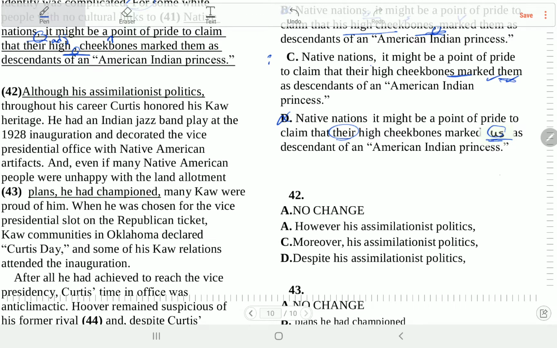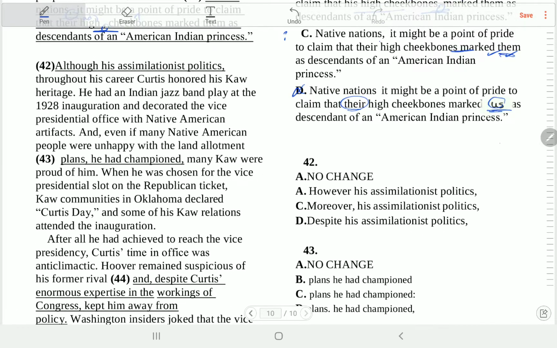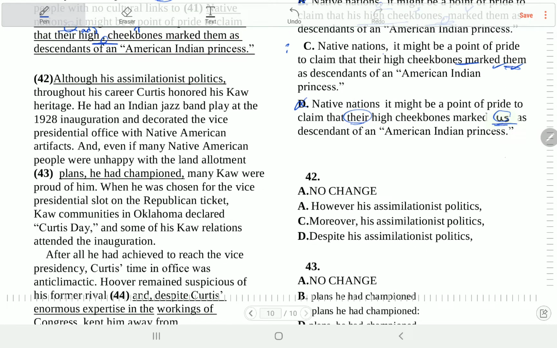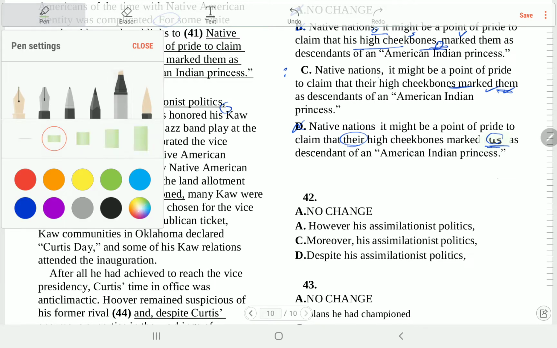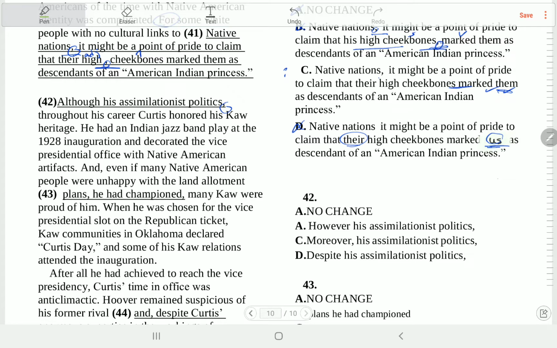Okay, 42. Although his assimilationist politics, comma, throughout his career, Curtis honored the co-heritage. So although, however, moreover, despite. Transition here. Transition. Okay, let's start like this. What was he saying before it? Okay, let's read before and read after. Let's try however. However, his assimilation.